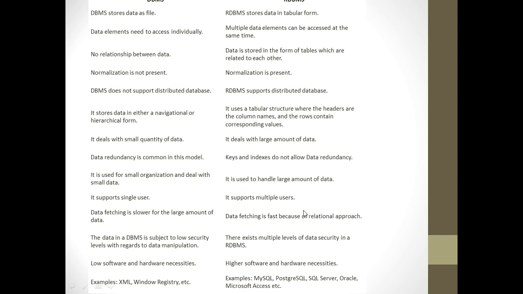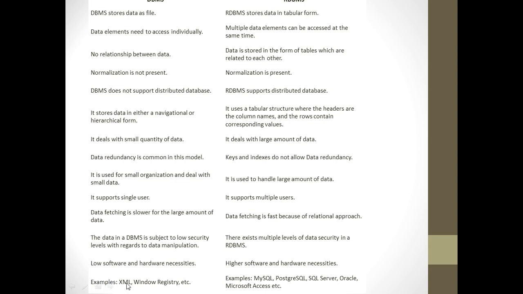In DBMS there is a single user. Here there are multiple users. In DBMS data fetching is slower. Here data fetching is fast. Low security might be there in DBMS. Here, multiple levels of security are maintained. DBMS has low software and hardware necessities. Here, there are higher software and hardware necessities.